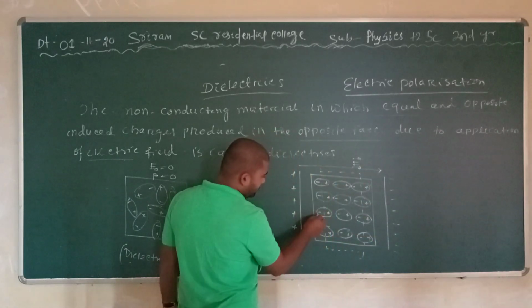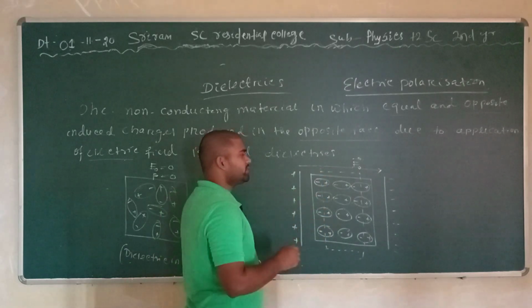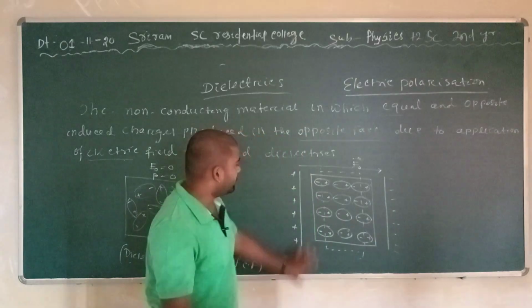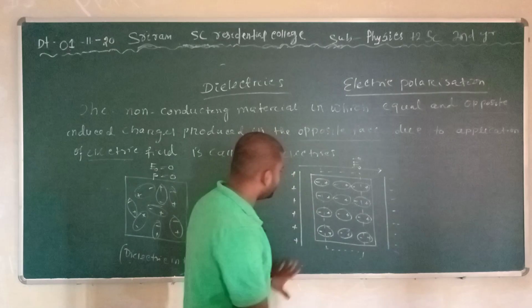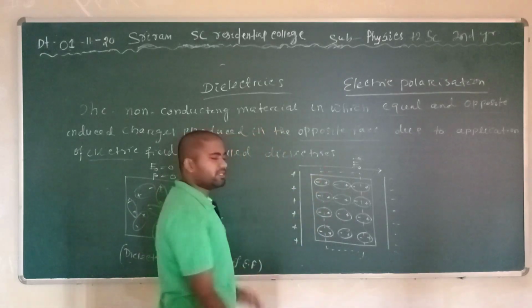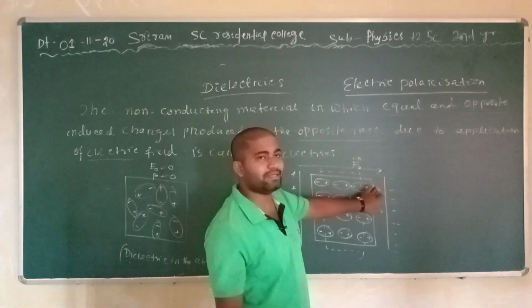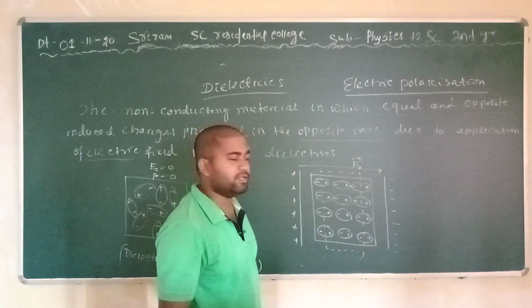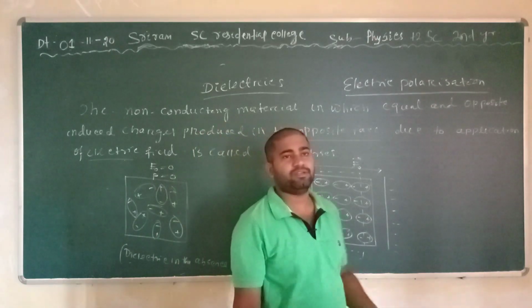Look at the position. There is a continuous arrangement of negative charge on one face, and there is a continuous arrangement of positive charge on the opposite face, and the magnitude of the negative charge is equal to the magnitude of the positive charge. So we can say there is an induction of charge on the opposite faces of the dielectric when we place it in between the electric field, and that concept is known as dielectric.